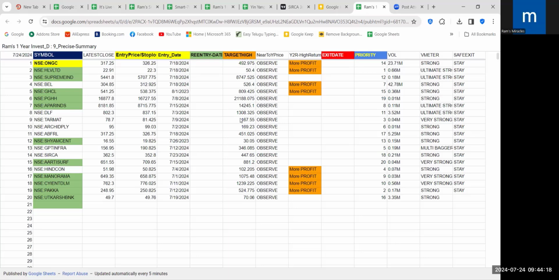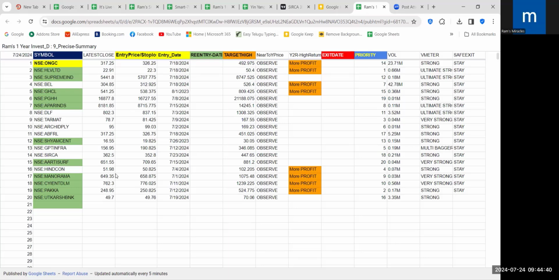Like Sujlan, as per our calculations, it showed that 7 rupees was the entry and 14.60 was the exit for 1 year. But within 8 months, Sujlan went from 6.95 to 50 rupees top. Within 8 months, I think it has happened.